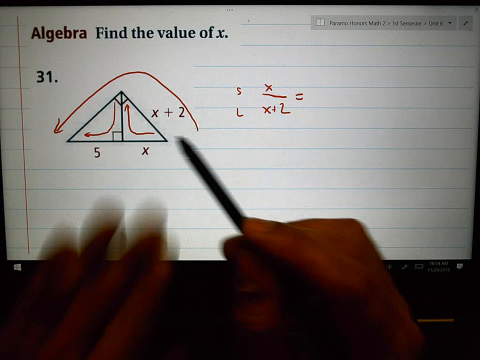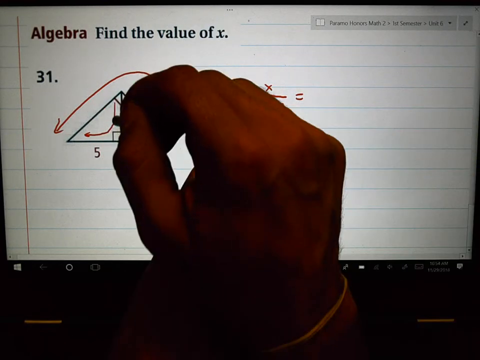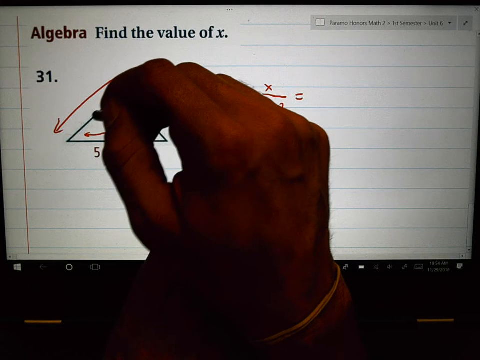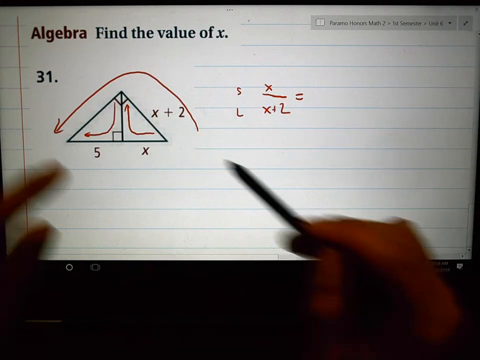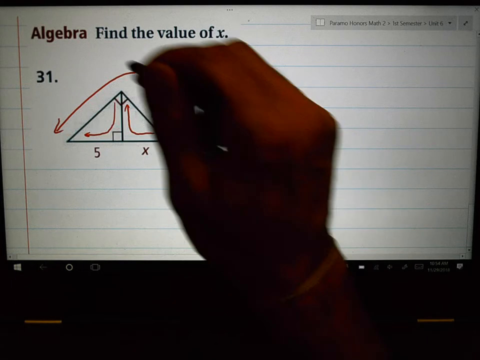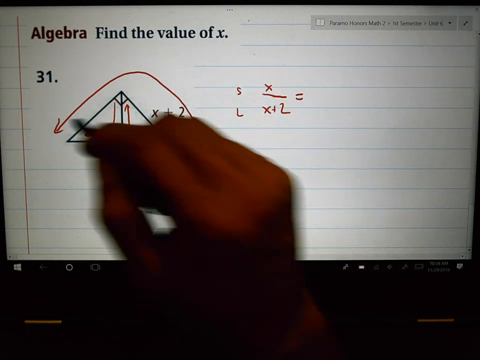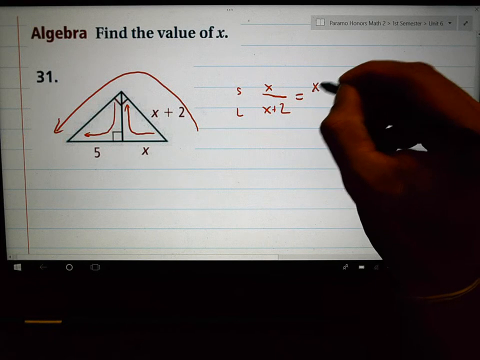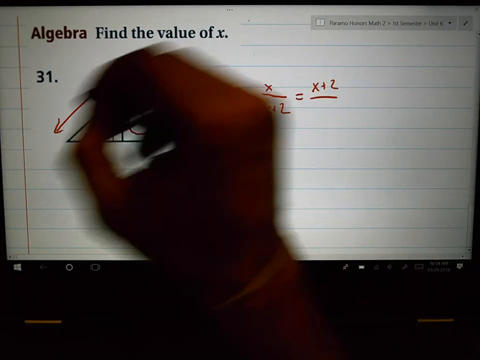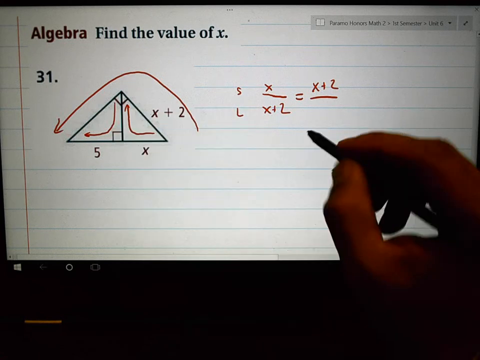Now, if I go to the next triangle, I try the short and the longest, I don't have any information there. That's not going to help me to use this left triangle. So what I must need to use is the big triangle. The shortest of the big triangle is x plus 2. And the biggest of the big triangle, the hypotenuse, is 5 plus x.